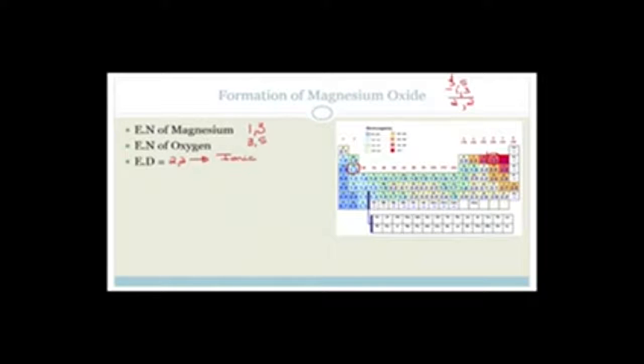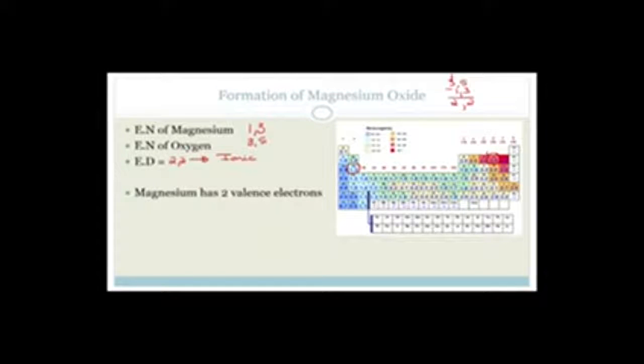Okay, let's now look at the formation of magnesium oxide. So let's do something different and look at the electronegativity of magnesium. Magnesium is in group 2, and it has an electronegativity of 1.3. Oxygen is 3.5. So if we go 3.5 minus 1.3, what do we get? This is a 2, and that is a 2. So that electronegativity difference is 2.2. So again, this is obviously ionic.